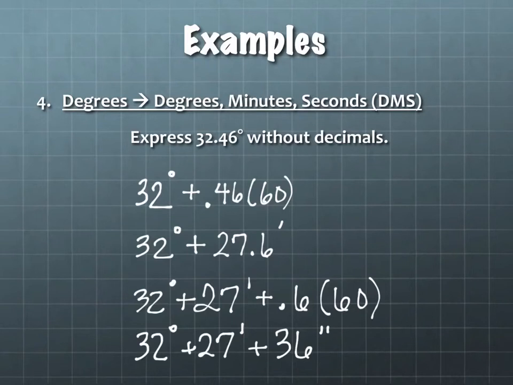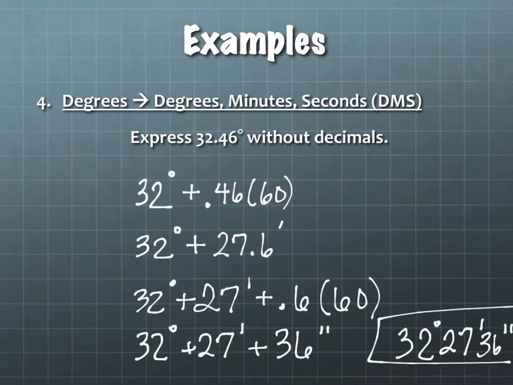So these are the different pieces. We don't usually have the final answer written with the pluses, though. Like that doesn't make any sense. The addition symbols, we would write them all right next to each other. This would be 32 degrees, 27 minutes, and 36 seconds. That would be the degree minutes seconds notation that corresponds to 32.46 degrees.